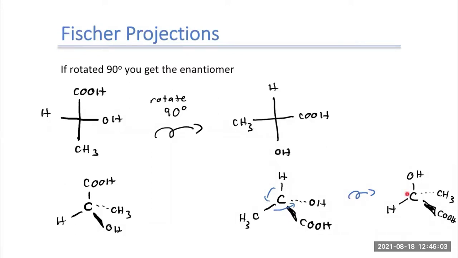So you can see that the carboxylic acid and the alcohol group are in opposite spots now. They're opposite of this, which means now you've changed the chiral center. You've changed it from being an R configuration into an S configuration because you changed where two of the groups are.